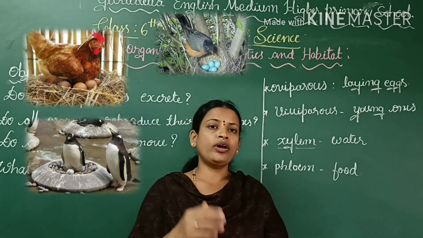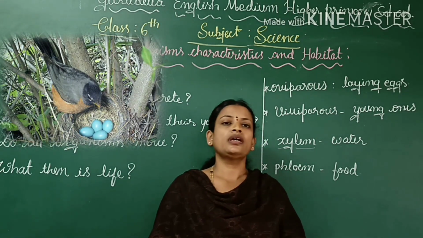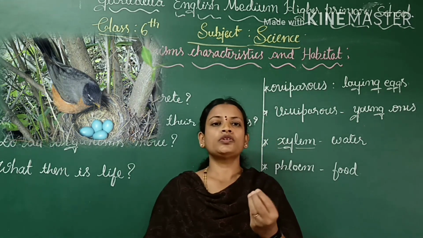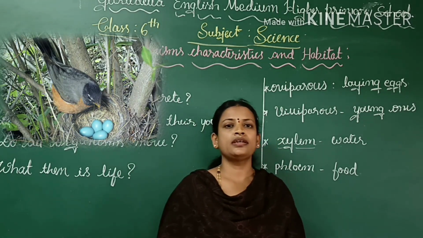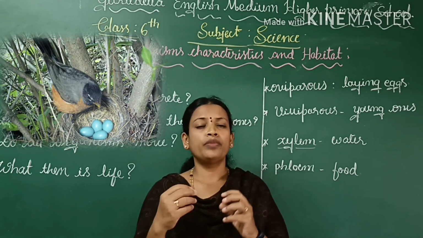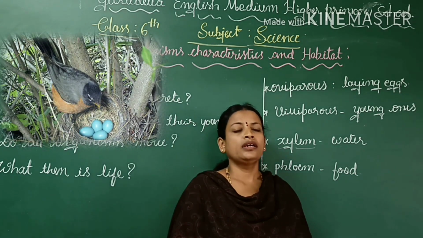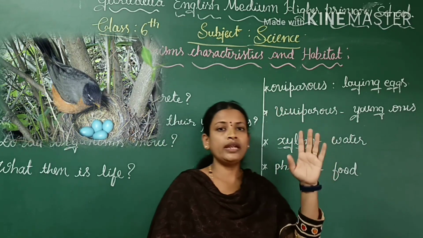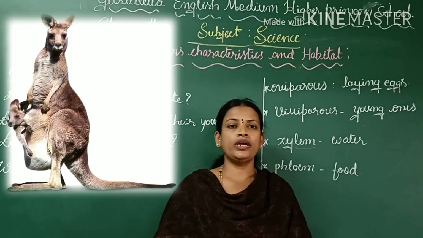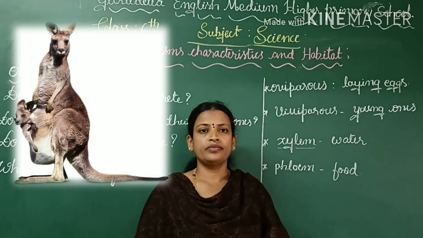To make you understand this concept, my dear children, you have seen several times a nest of birds. In those nests, almost all the birds lay eggs. After a few days, those eggs hatch and give the young ones. So the oviparous animals lay the eggs, and after a few days we get the young ones. For example, for the oviparous is kangaroo.